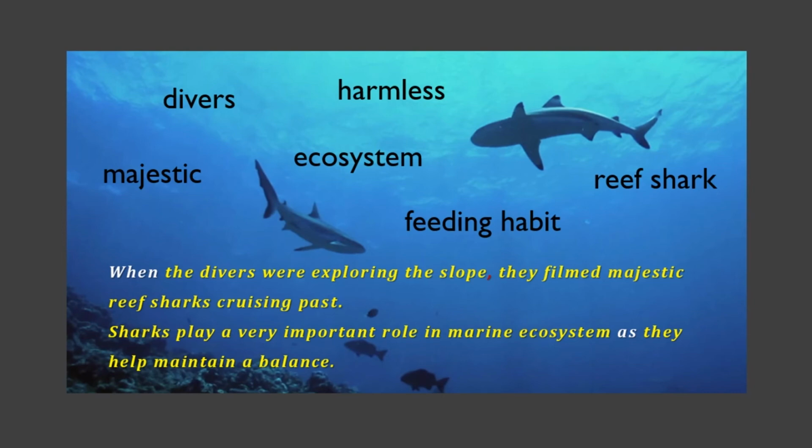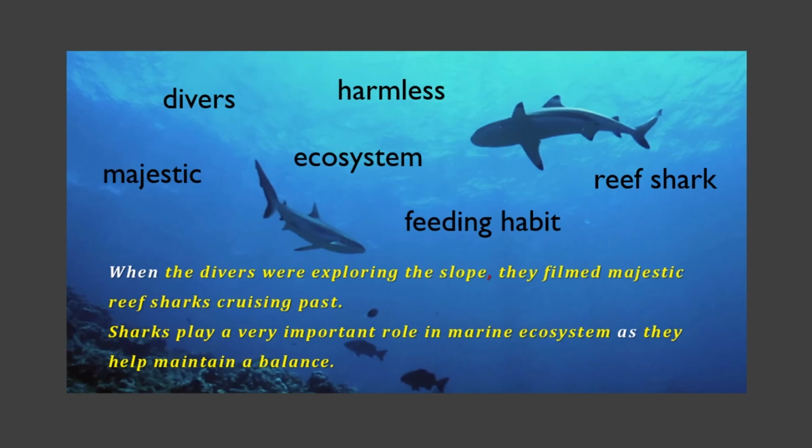But here notice the word as. This is a subordinating conjunction. There are no commas in this sentence because I've begun this with an independent clause. Sharks play a very important role in marine ecosystem. The latter half of this, they help maintain a balance, is the dependent clause. Okay? I hope you'll practice writing more of your own after this lesson.